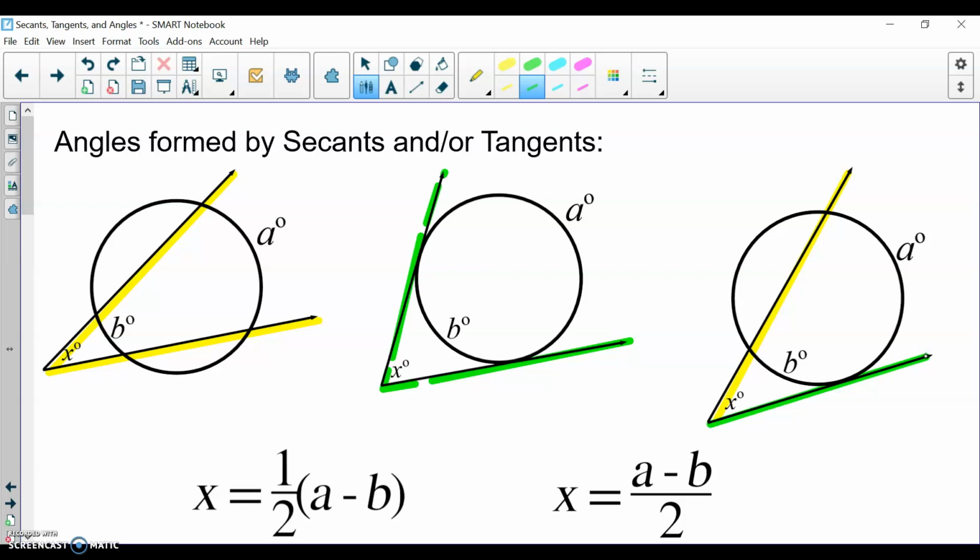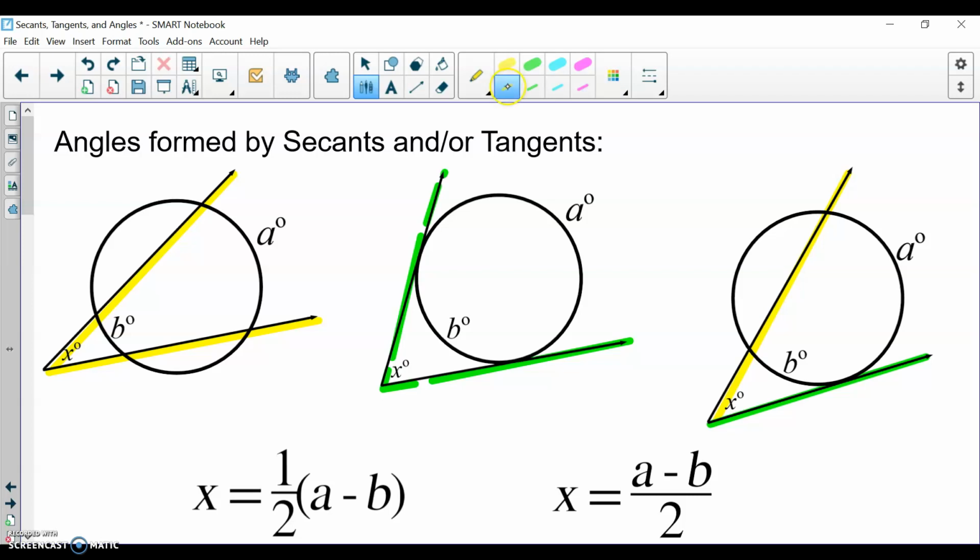So for all three of these examples, a secant-secant, tangent-tangent, and secant-tangent, you do have intercepted arcs as well as angle X, which is formed from the tangent or the secant lines. Your formulas that relate the angle with the two intercepted arcs are the formulas on the bottom.